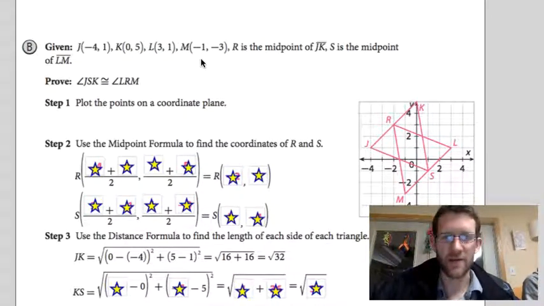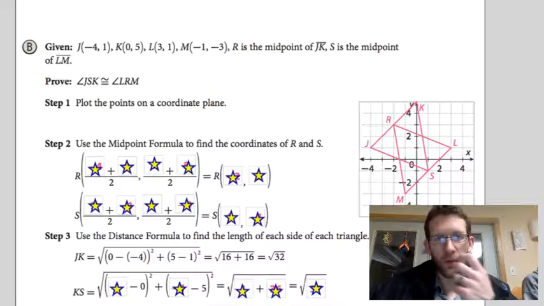Okay. Similarly, sorry about that. I had to cover up the answers, so hope you didn't see those. So we're given that we have points J, K, L, and M. We're given the fact that R is the midpoint of JK, and S is the midpoint of LM. So we have a midpoint between these two guys and a midpoint between these two guys. We need to say that angle JSK is congruent to angle LRM. Similarly, we're going to use side, side, side to set these two triangles to be congruent.